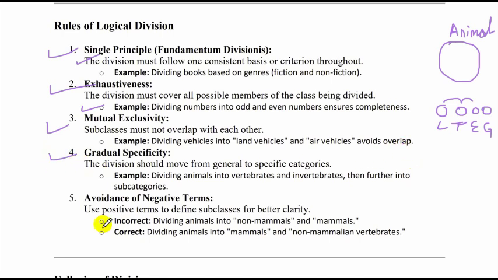Gradual specificity. The division should move from general to specific categories. Example, dividing animals into vertebrates and invertebrates, then further into subcategories. So the division has to follow like a tree. So these two will be further subdivided, and so on, this way.